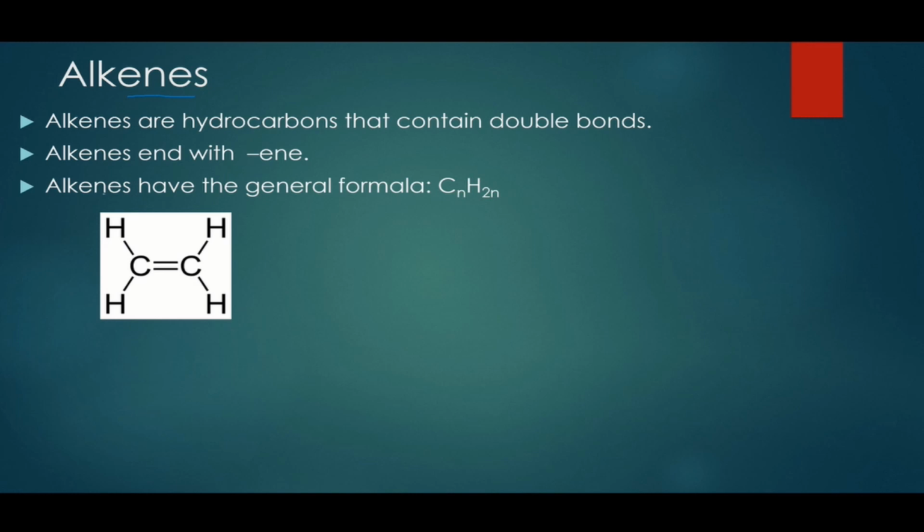So here's an example. 2 carbons, 1, 2. We have that double bond. We think about our prefix for 2 carbons, that's eth. It's got a double bond, so we put an ending of ENE. And there we have ethene. Again, the prefix eth tells us there's 2. ENE tells us there's a double bond.